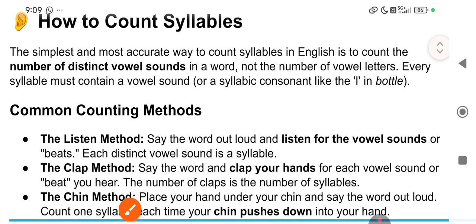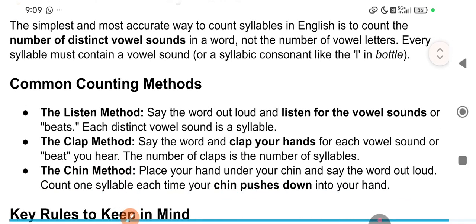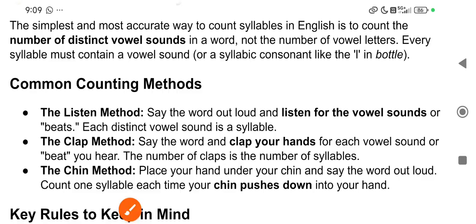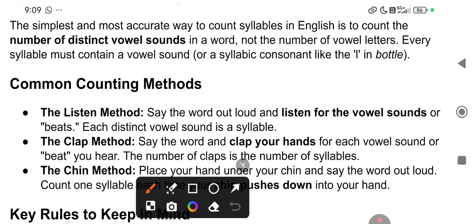So how to count syllables? The simplest and most accurate way to count syllables in English is to count the number of distinct vowel sounds in a word, right? Not the number of vowel letters. Very important part. Syllable counting is the number of distinct vowel sounds, please. Number of distinct vowel sounds, right?